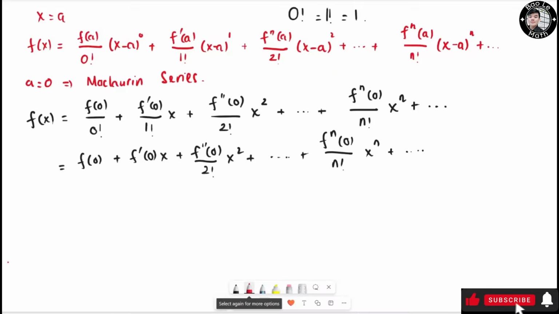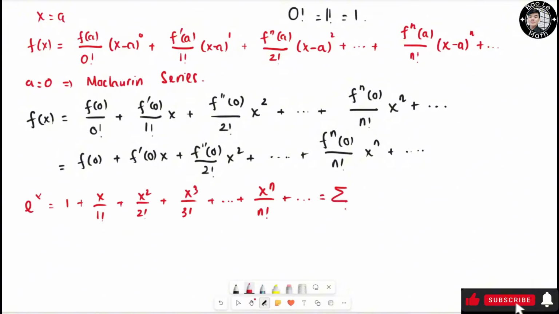The following are 3 Maclaurin series you need to memorize for the AP Calculus BC exam. The first one is e to the x equals the sum when n starts from 0 to infinity of the general term x to the n over n factorial. Note that the interval of convergence of this series is negative infinity to positive infinity.